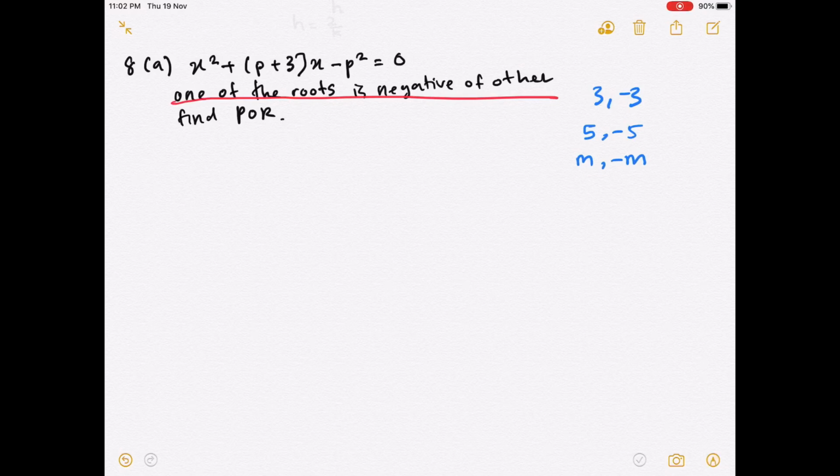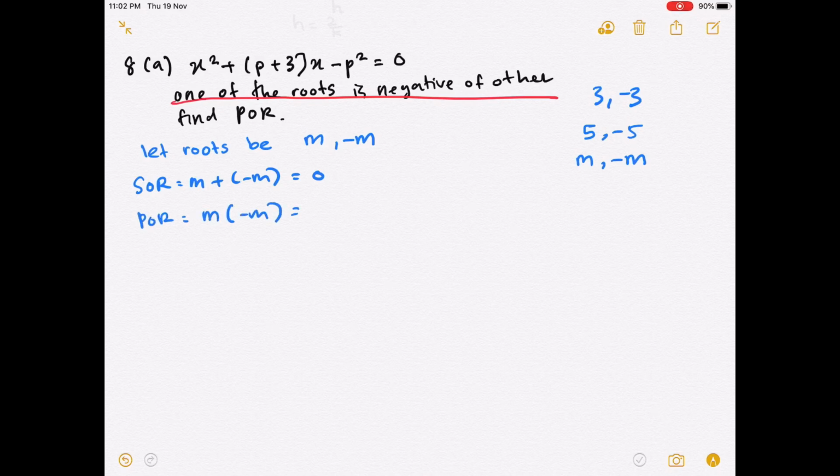Okay. So kita tak tahu apa roots tu. Dia tak bagi alpha beta ke apa, kita namakan sendiri. Okay. Let roots be, cikgu nak guna M lah. Tak boleh guna P dah guna kan. So M and negative M. Sebab one of the root is negative of other. So guna M negative M ni, kita cari sum. So your sum is M plus negative M. So your sum is 0. And then your POR is M times negative M. So negative M squared.